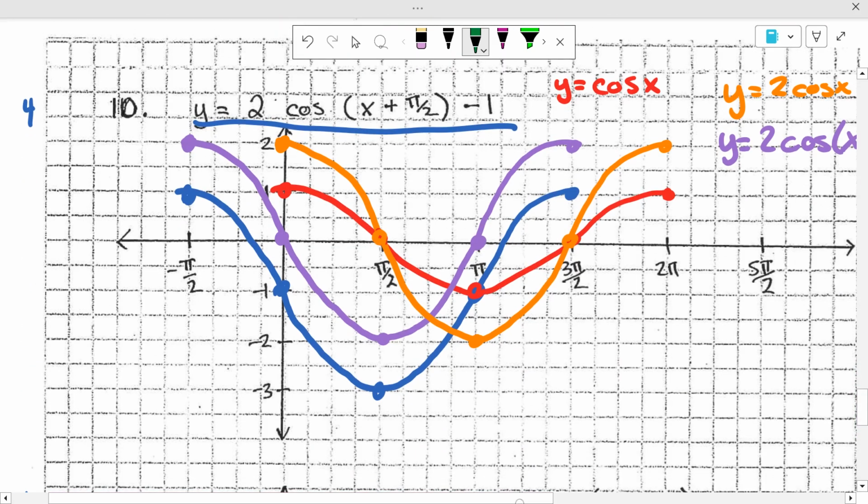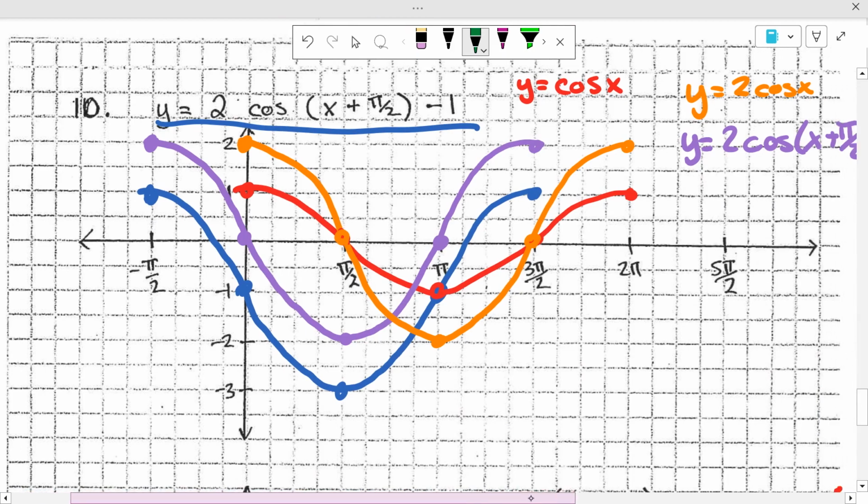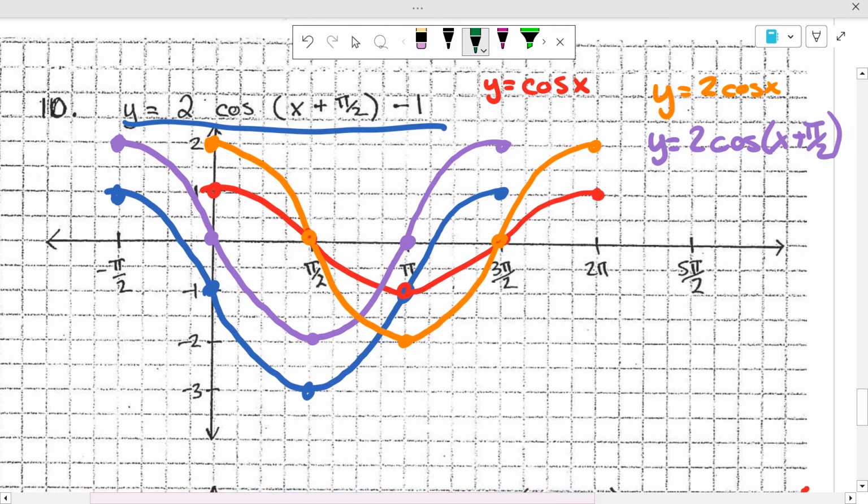So number 10. What I did is graph the cosine of x in red. And then I worked from left to right. So then 2 cosine of x is in orange because it's twice as high, twice as low. Then 2 cosine of x plus pi over 2 shifts everything to the left, pi over 2. So you shift the orange one to the left, pi over 2, and then you make the purple one. And then you slide everything down by 1. And then it's the dark blue one. Okay?